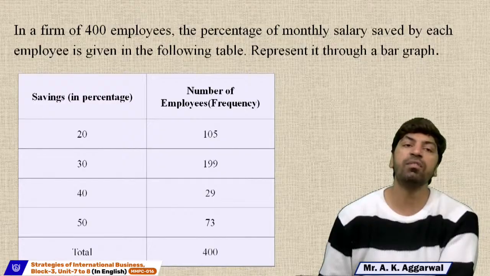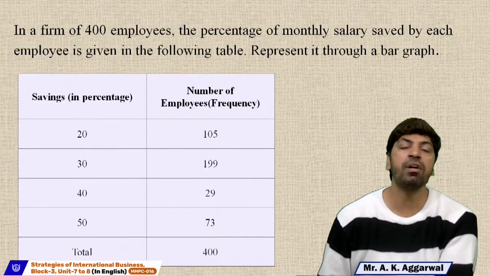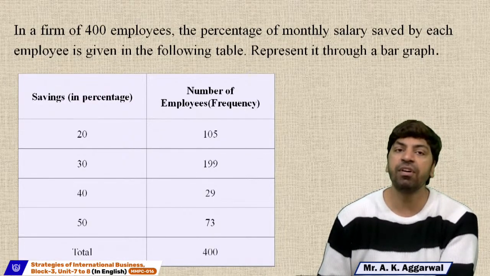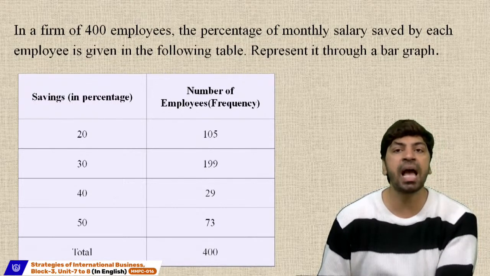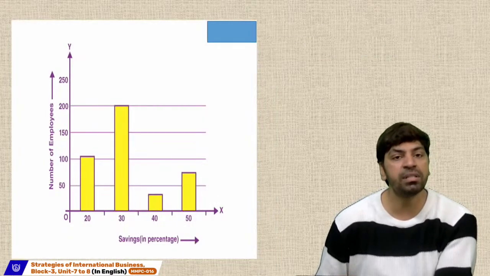So this is one example of the bar graph or bar diagram: in a firm of 400 employees, the percentage of monthly salary by each group would come.